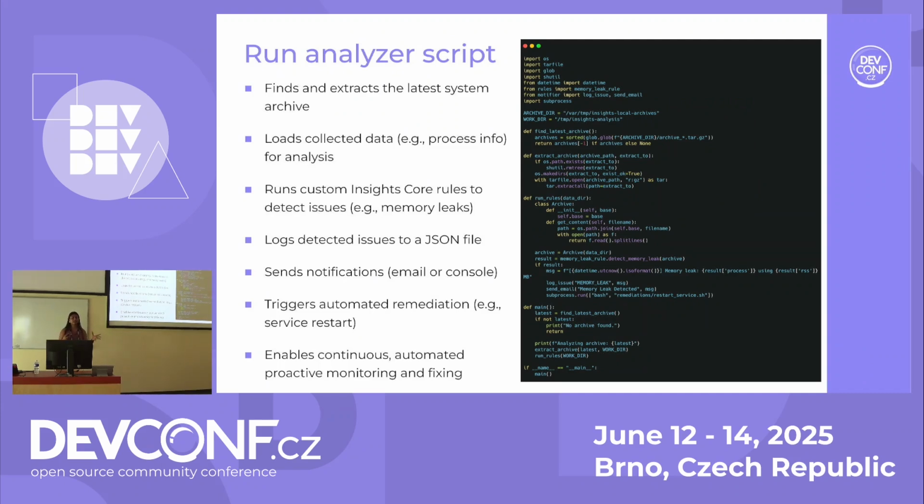It finds the latest archive, loads the extracted data and runs against the Insight Score rules. Since Insight Score lets you write your own custom rules, you can write them as per your requirement, but here the use case was finding the memory leak. I will show you the rule in the next slide. If any issue is detected, it logs it in the JSON file, sends a notification to the user via email or console alert, and also triggers the automated remediation step. For example, we can restart the service.